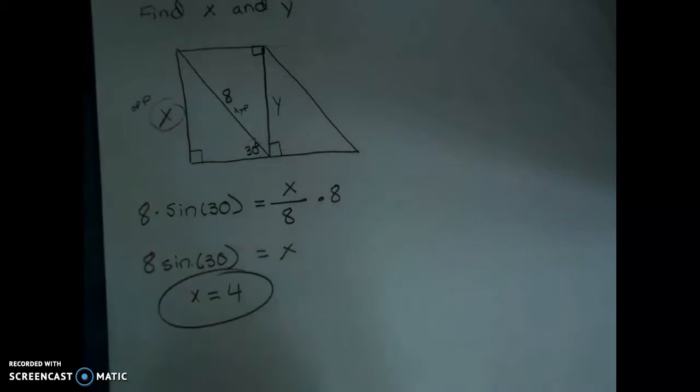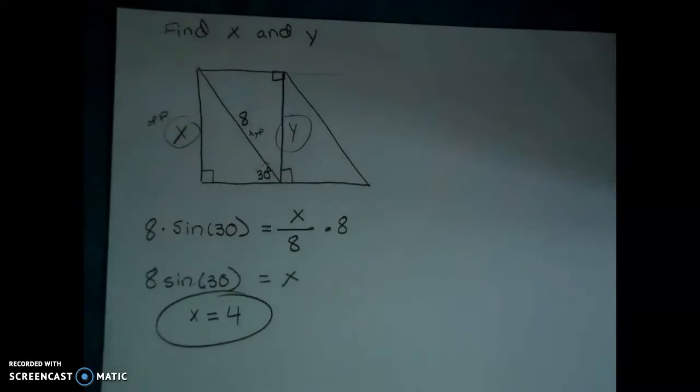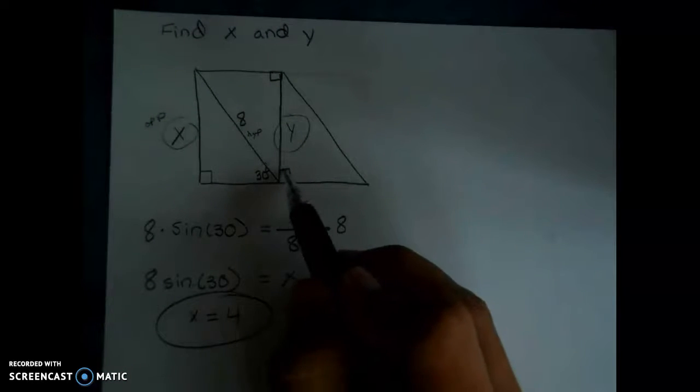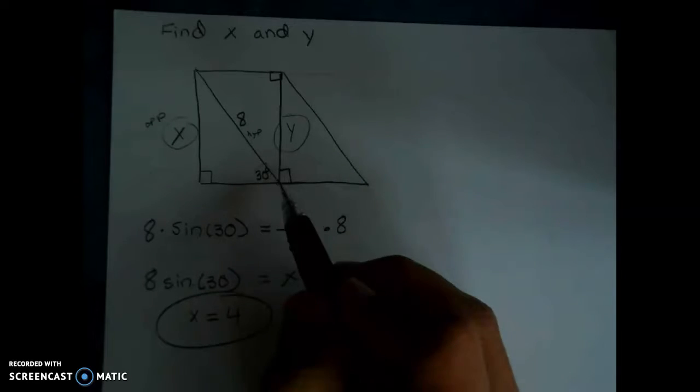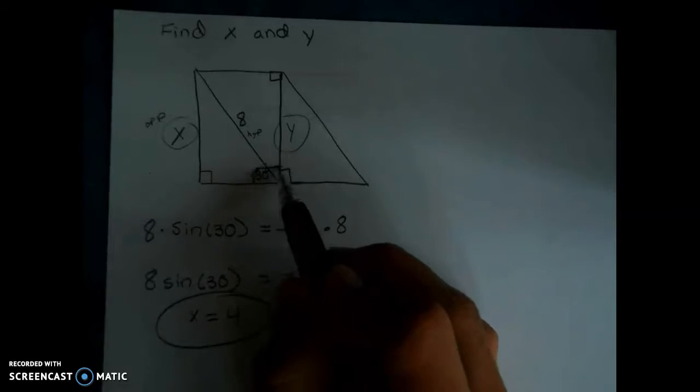Okay, so there's x. Now I need to find y. Now at first, it looks like I do not have enough information to solve for y. But if I notice here, this is a right angle right here. Okay. Well, if this is a right angle, that means this whole other side has to be a right angle.